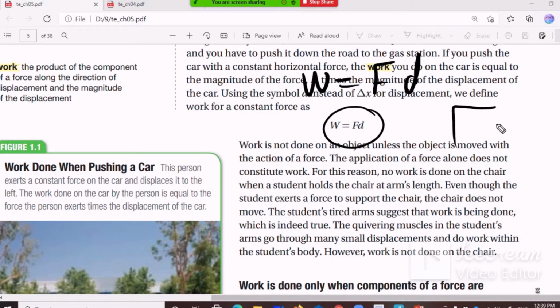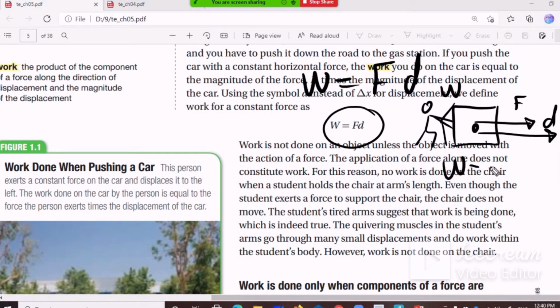It means we have an object like that, and you will use force to push this object like that. That is the force, and that is the displacement. Now they are parallel with each other, as you see here, and that is the work. Now we have work here. Work equals F times D. Very simple, very easy. Okay, yes, very simple, very easy.